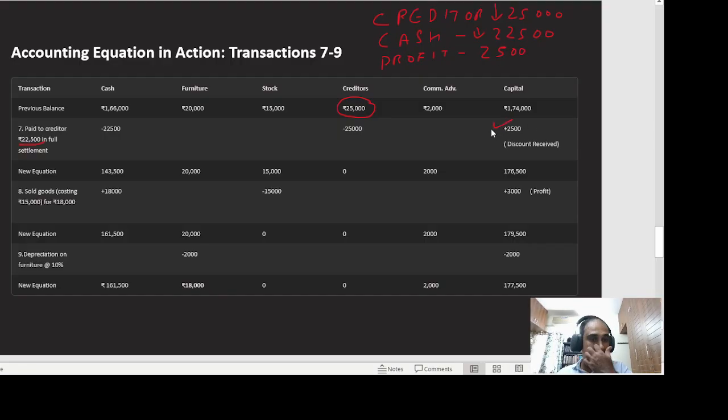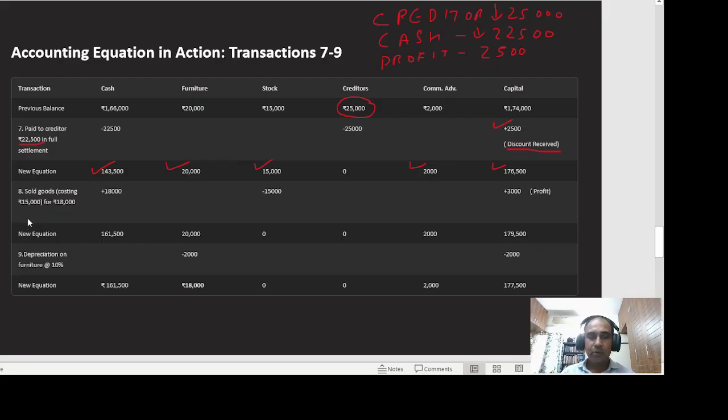This is nothing but discount received. So the new accounting equation will be, guys, cash 1,43,500. Furniture will be 20,000, no change. Stock 15,000. My creditor will become zero because everything is paid off. Commission advance, the liability we discussed in the previous slide, 2,000. And my capital will increase to 1,76,500. Clear?